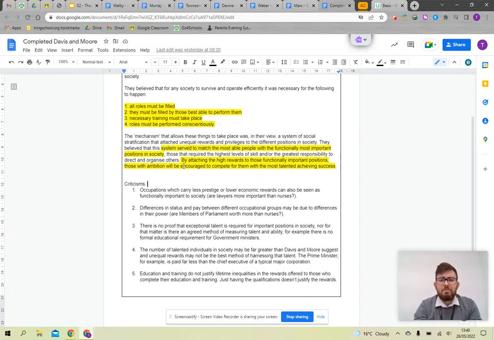Okay, so this is a little bit vague because surely, if we're talking about the functionally most important roles, we're talking about nurses, we're talking about teachers, dare I say, we're talking about truck drivers. We've just come out of a pandemic at the time of filming, and the pandemic really did reveal who the real key workers are.